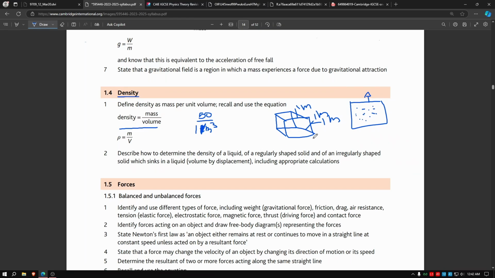You just take a measuring cylinder, and you pour the liquid inside here. Then you read the volume of the liquid. Let's just say 50 cm cube is your volume. Centimeter cube now, not meter, centimeter cube.